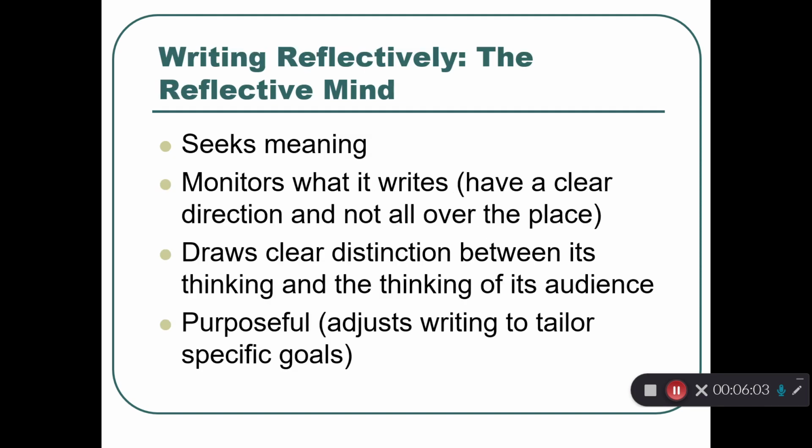Moving on, we are now going to talk about writing reflectively. The reflective mind seeks meaning within their work and monitors what you are writing to ensure that there is a clear direction and that you're not all over the place. You should draw a clear distinction between its thinking and the thinking of its audience, meaning that you should always keep your audience in mind while writing to make your writing most understandable to them.